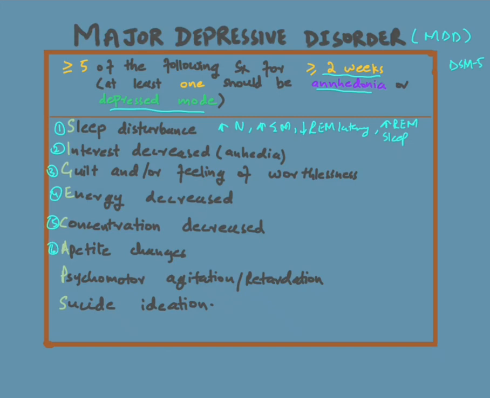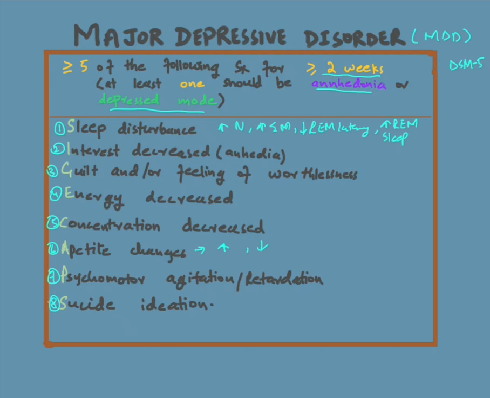Then number 6 is appetite changes. Some patients will eat a lot, with increased appetite and increased weight, while others will have decreased appetite and weight loss. Number 7 is psychomotor agitation or retardation. In agitation, the patient will be moving their fingers in a tense way, and in retardation there is decreased emotion, so the patient is slow to react. So that's psychomotor agitation or retardation.